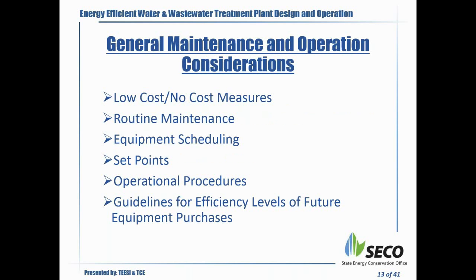General maintenance and operation considerations that we are looking at when we're doing these initial site visits or preliminary energy assessments: we like to look at low cost, no cost measures that we can recommend that you could implement, without spending much money, to save some energy. So we may have some suggestions in that regard. We talk about what the routine maintenance procedures and schedules are. We may have some input on that. We also look at equipment scheduling and the set points, to see what kind of control points you are controlling to. We like to have some information on that.